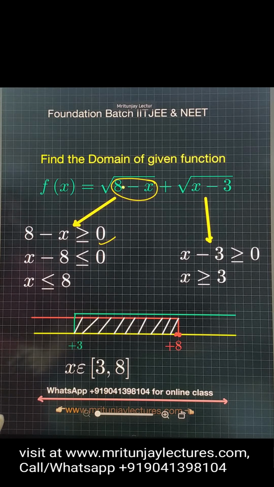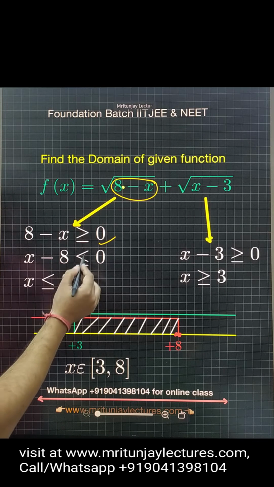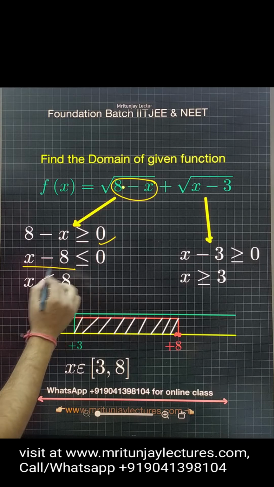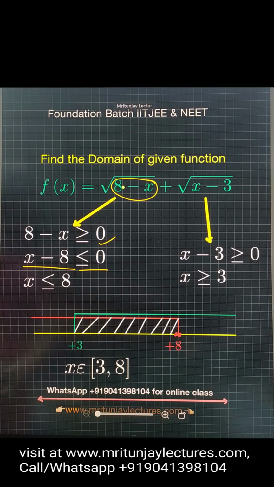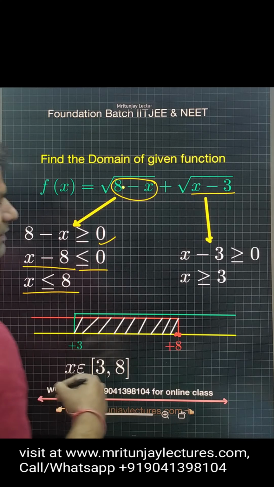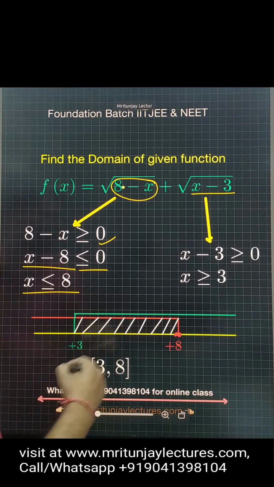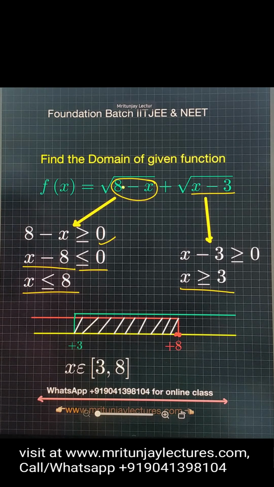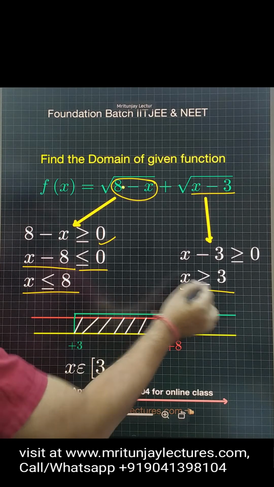then that one is defined. If we multiply by minus, the sign is changed. So x − 8 is less than or equal to 0, so you can say that x is less than or equal to 8. Now look here: x − 3 is greater than or equal to 0, so x is greater than or equal to 3.